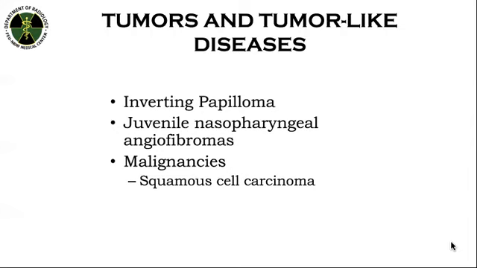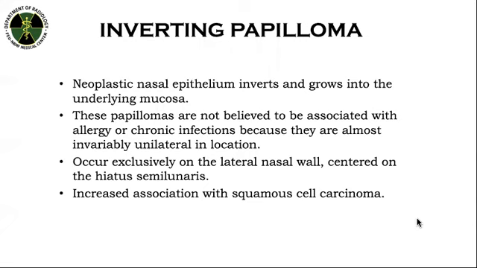Then the tumors and tumor-like diseases. So it includes inverting papilloma, juvenile nasopharyngeal angiofibromas, and then malignancies. The most common is your SCC or squamous cell carcinoma. For the inverting papilloma, this is a neoplastic nasal epithelium that inverts and grows into the underlying mucosa. These papillomas are not believed to be associated with allergy or chronic infections because they are almost invariably unilateral in location. They occur exclusively on the lateral nasal wall, centered on the hiatus semilunaris.